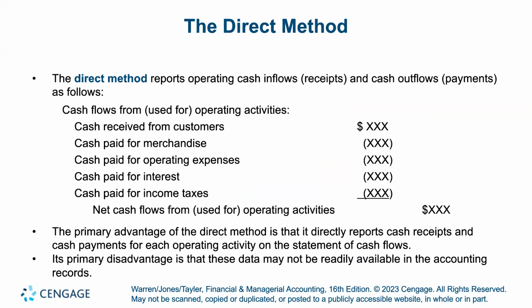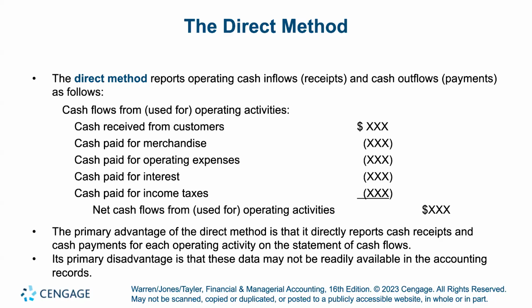Here's where it gets dicey. As usual, there's always this part, right? There's two different methodologies that are used for creating a statement of cash flows. The first is called the direct method, where we report all of our operating cash inflows and outflows in this way. It just says cash flows used or from operating activities, and then just lists them all.